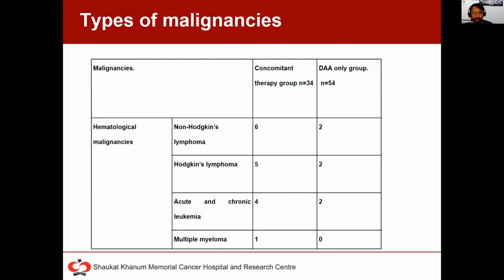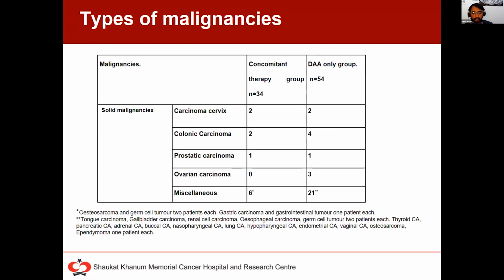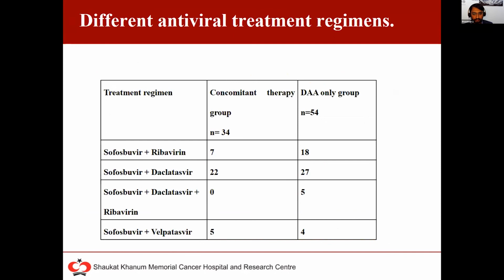The malignancies which our patients had were further divided into hematological malignancies, non-Hodgkin lymphoma, acute and chronic leukemia, multiple myeloma, and solid malignancies, carcinoma cervix, colonic carcinoma, prostatic carcinoma, and miscellaneous, which are listed below. The treatment regimens we used in our patients were sofosbuvir and ribavirin, sofosbuvir and daclatasvir, sofosbuvir, daclatasvir, and ribavirin, and finally sofosbuvir and velpatasvir.